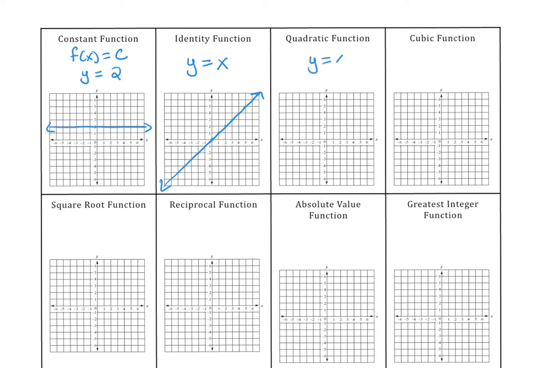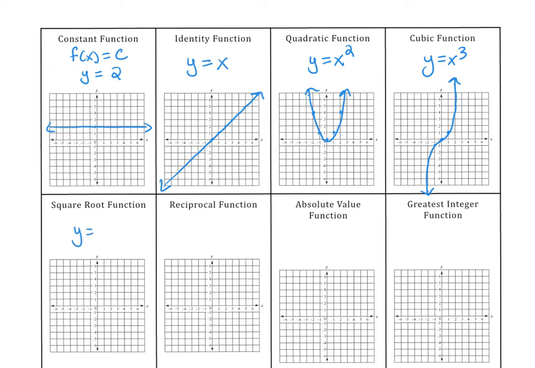Quadratic function, y equals x squared. So I've got 0, 0, 1 squared is 1, 2 squared is 4, and reflect that across. Cubic function, y equals x to the third. 0, 0, 1 cubed, 2 cubed. It's going to go off the graph a little bit. So all of these functions you've graphed before between algebra 1 and algebra 2.